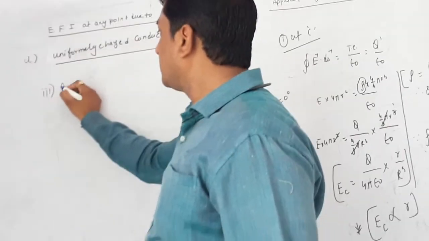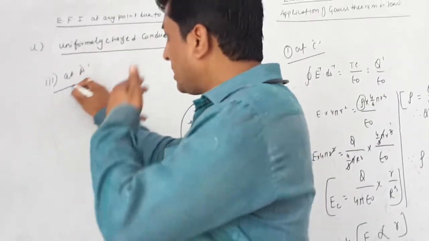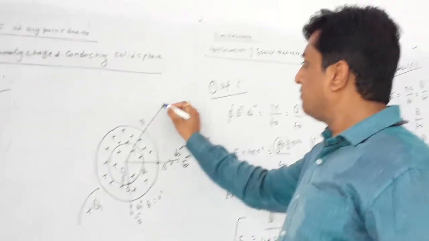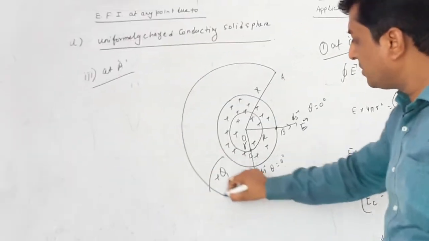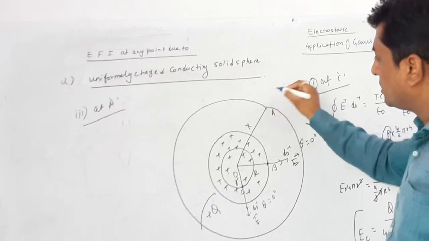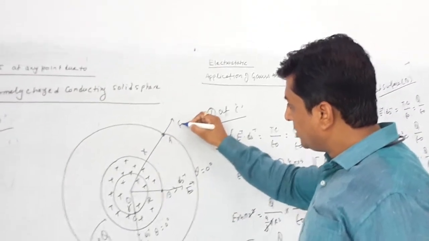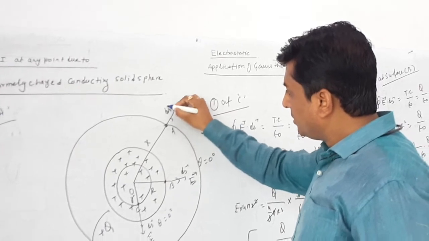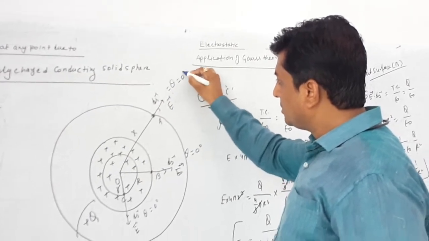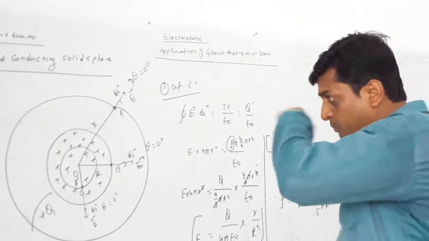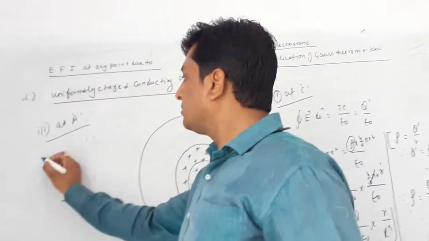Third one is at A, that is outside. First of all, draw a Gaussian surface. Now this is the Gaussian surface. Here is a hypothetical test charge. The intensity direction will be this, and the area vector will be this. Theta gives 0. Now apply Gauss theorem here.